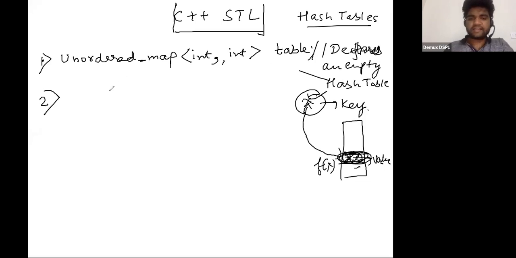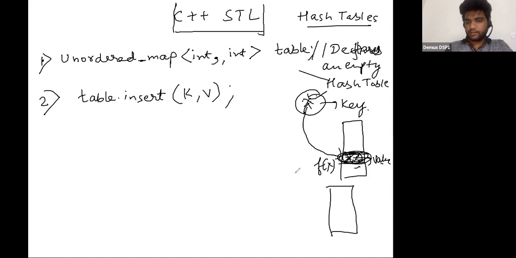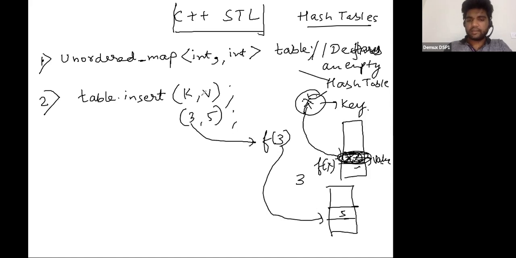Once you have declared this hash table, how would you insert? You can do a table dot insert with the key and value. So let's say you want to insert 3 and you want to put a value of 5 for that 3. You can do a table dot insert 3 comma 5. What it does underneath is it takes the key, finds f of 3, goes to that location and then puts 5 there.